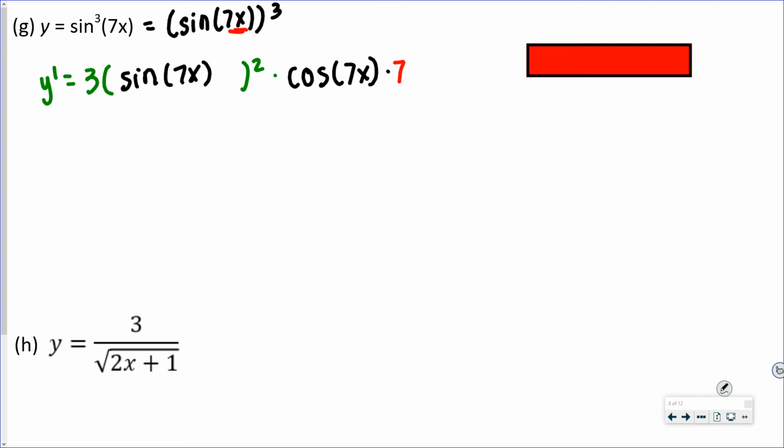Okay. All I could really do is multiply the 7 and the 3 together. And then I'd rewrite this as sine squared of 7x in the correct notation, times cosine of 7x.